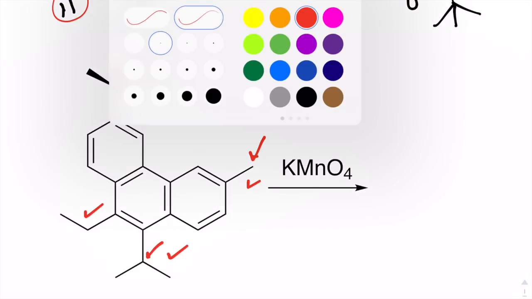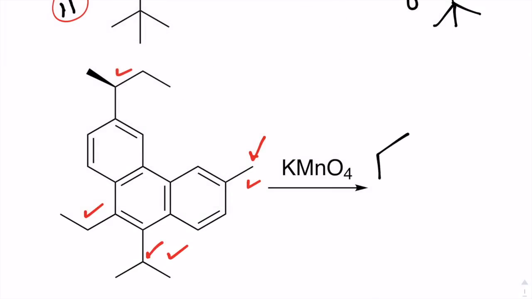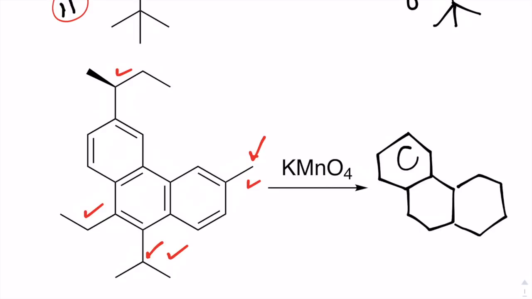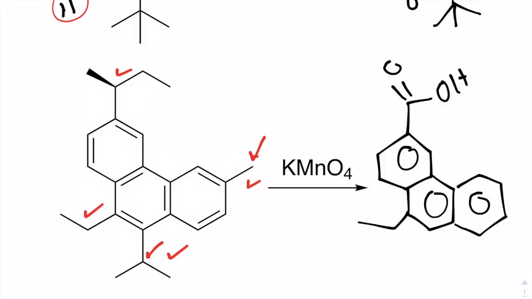So, we basically form this structure. So I'm just going to draw these rings, and I'm just going to do that shorthand notation. And then all you're going to do is just replace those substituents with carboxylic acids.